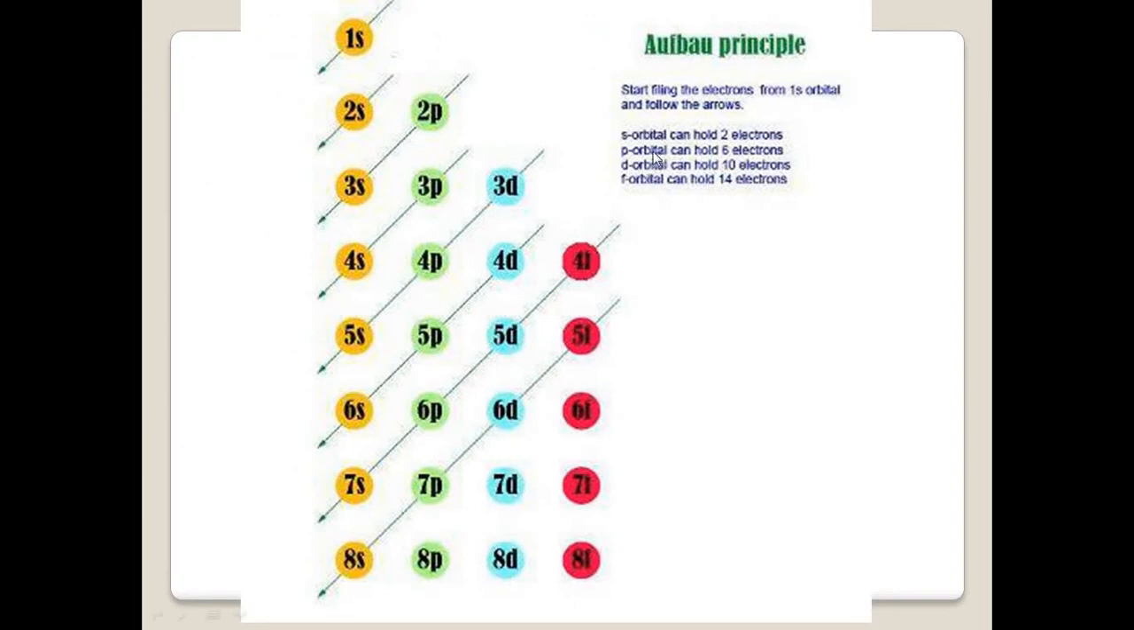As we know, s orbital can hold 2 electrons, p orbital can hold 6 electrons, d orbital can hold 10 electrons, f orbital can hold 14 electrons. So start filling the electrons from first s, that is 1s orbital, and follow the arrow.